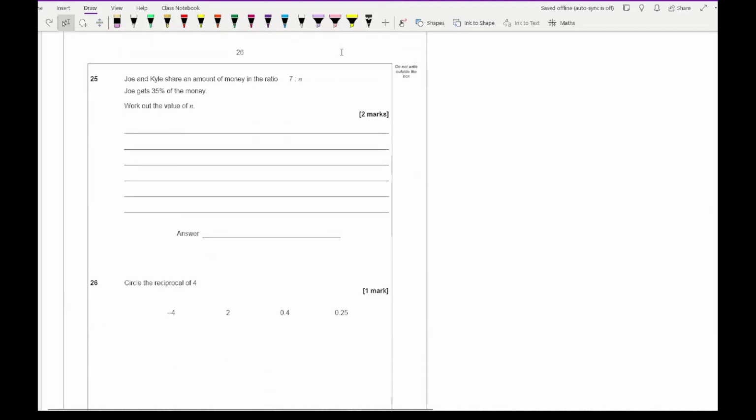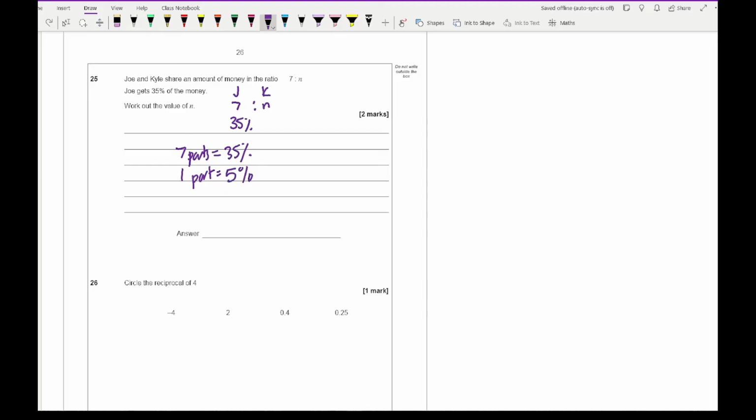Now for question 25, it says Joe and Kyle share an amount of money in the ratio of 7 to n. Joe gets 35% of the money. Work out the value of n. For this, what we need to work out is 35% of the total amount. So let's label this up: 7 to n, and that's percent, and this is Kyle. So 7 parts equals 35%. That means that 1 part is going to equal 5%.